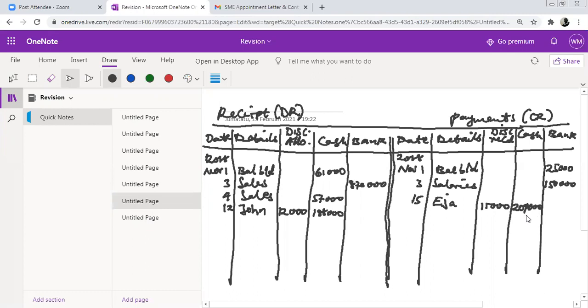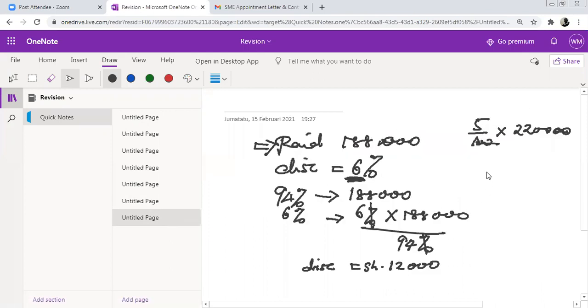209,000. And on 18th, Sarim paid 150,000 cash and was allowed a cash discount of 6%. In the same case, the discount has not been deducted. So the amount that was supposed to be received from Sarim is 150,000, and we allowed a discount of 6%. So you need to calculate the 6% of 150,000. 6 over 100 times 150,000. How much do you get? 9,000. So we allowed Sarim 9,000 discount.